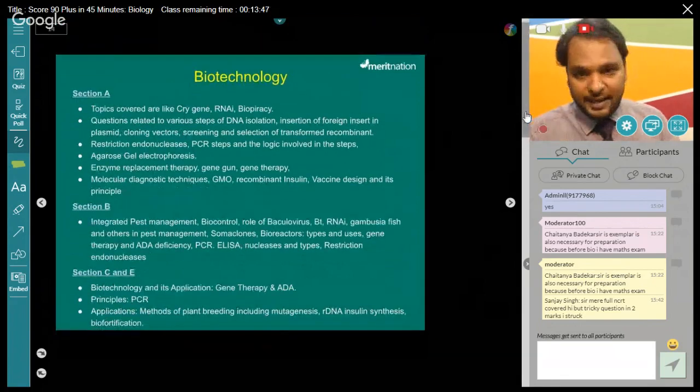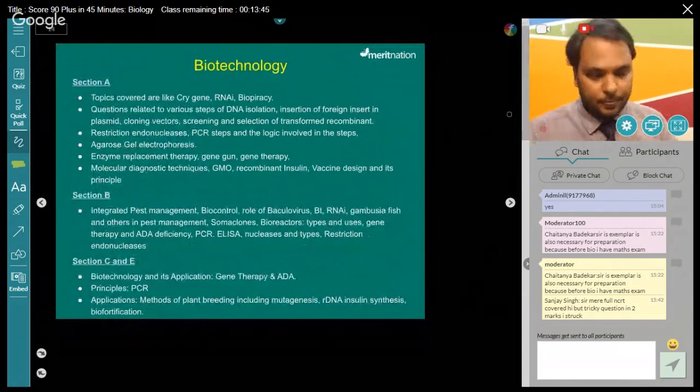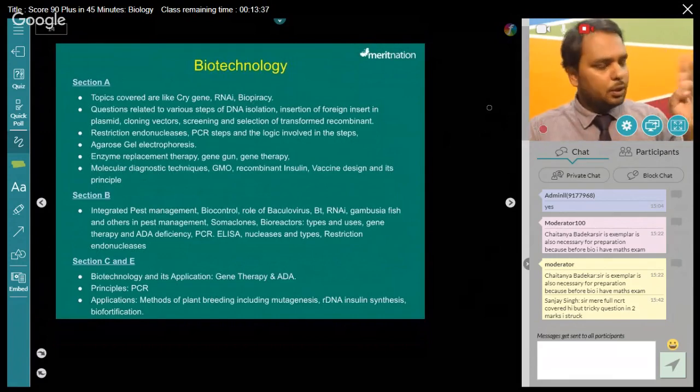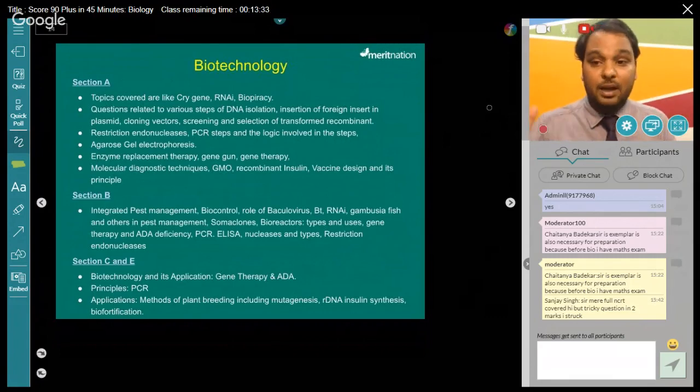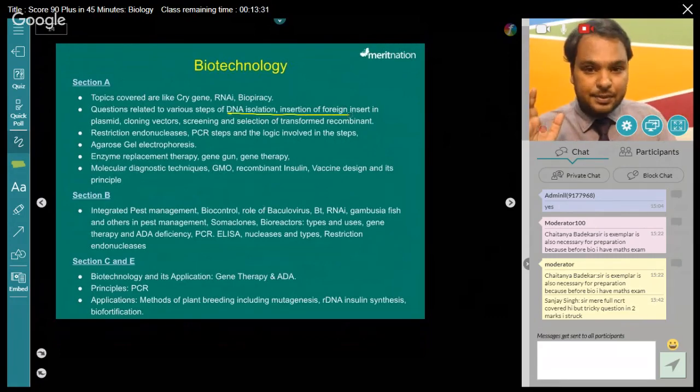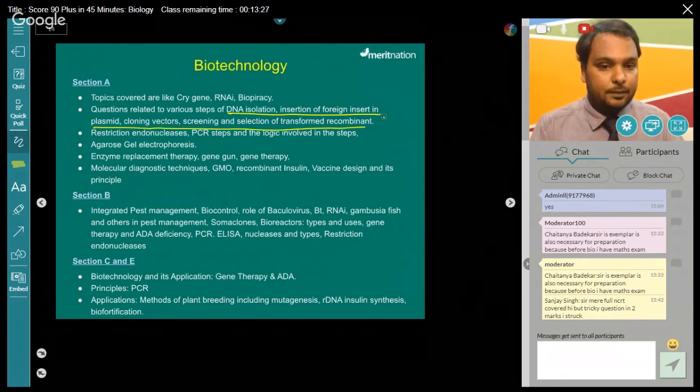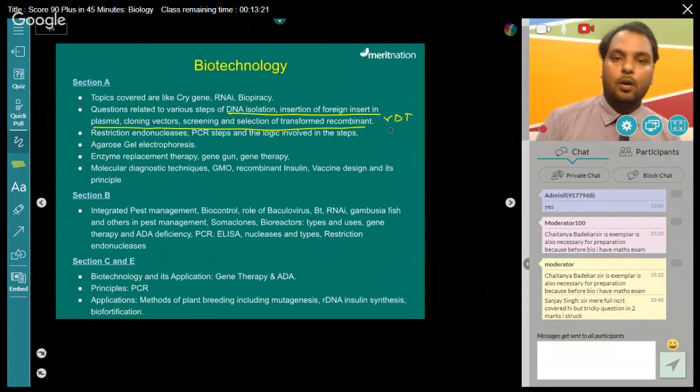Last, or the second last, is your biotechnology. Again, section A, section B, section C and E. In biotechnology, you can count the topics very easily. First of all, you need to understand the different steps in inserting a DNA. That is your recombinant DNA technology, sometimes called rDNA technology as well. You should know the overall process.